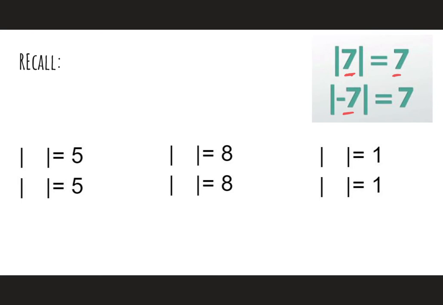So if we were to fill in this chart, positive 5 has an absolute value of 5, negative 5 has an absolute value of 5. Positive 8 has an absolute value of 8, negative 8 has an absolute value of 8. Positive 1 has an absolute value of 1, negative 1 has an absolute value of 1.